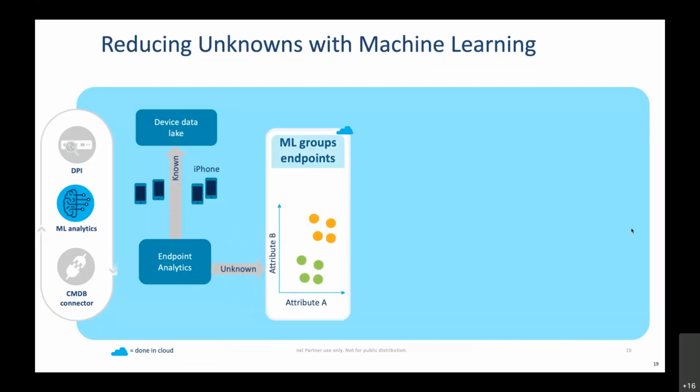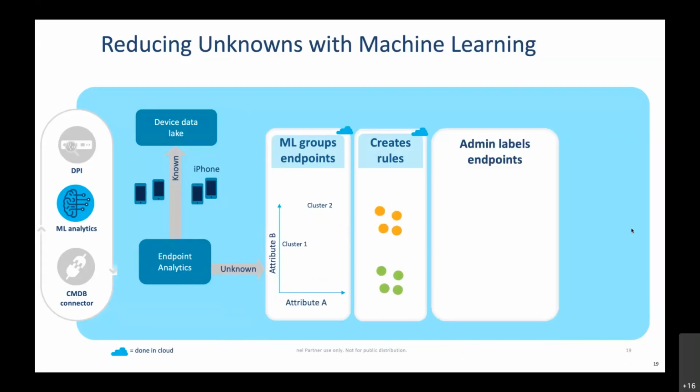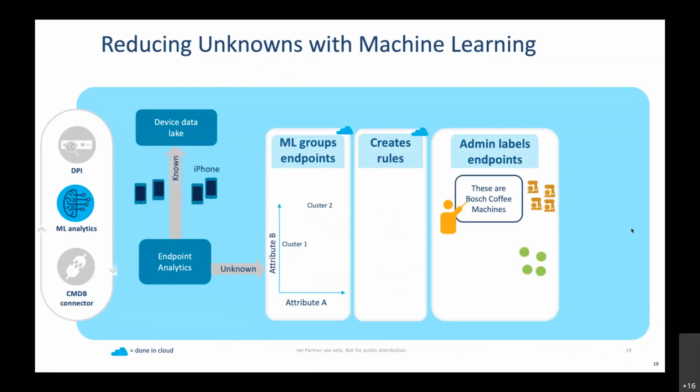In this example, we have 2 different groups of unknown endpoints, right? We'll see this group of green circles and this group of orange circles. And what happens at this point is that our machine learning is automatically going to group these unknown endpoints based on a common set of attributes. And what it is going to do is present a rule to the user that states, hey, these particular devices, while they're unknown, we can see that they're similar based on their attributes.